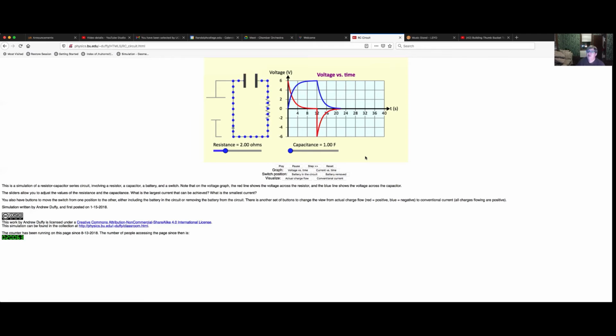Okay, so let's do this now in succession. I'm going to reset, and then whoops, I have to pause it. I'm going to let the voltage go up to the maximum, and then I'm going to take the battery out and let it go down, and then put the battery back in and let it go up to its maximum, and take the battery out and let it go down.